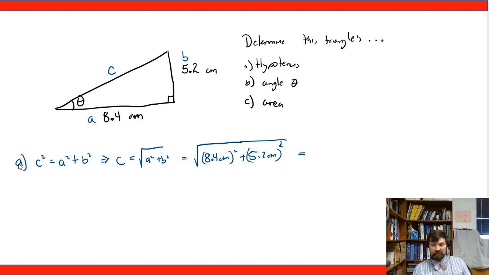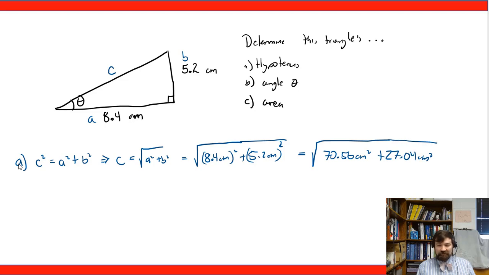If you haven't already watched it, you should watch the videos on significant figures if you are lost as to what I'm doing there. So if I take 8.4 and I square it, I get 70.56 square centimeters. 70.56 centimeters squared. And actually, significant figures wise, this would round to 71. If I take 5.2 and I square it, I get 27.04 centimeters squared. And that would round to 27. Both should end up with two sig figs.